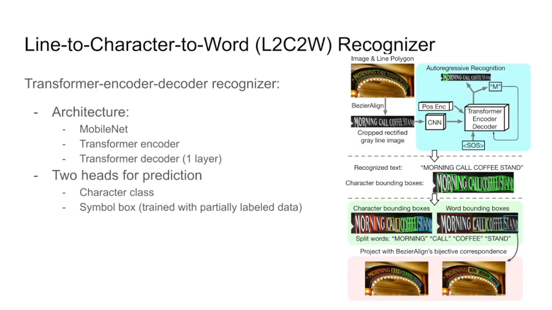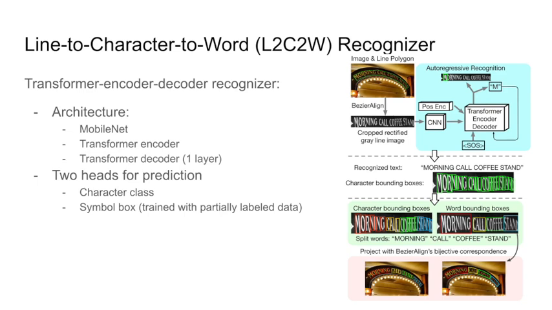Next is the line-to-character-to-word recognizer, where the inputs are cropped text lines. The recognizer is a transformer encoder-decoder based model. Its architecture is also very simple. It contains a MobileNet to extract features, and then there's a transformer encoder and transformer decoder that recognizes the text in an autoregressive way.